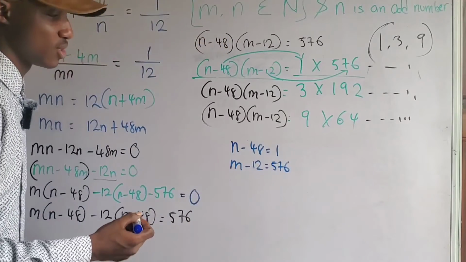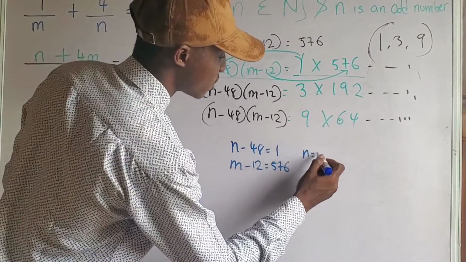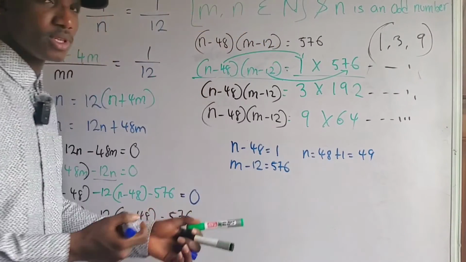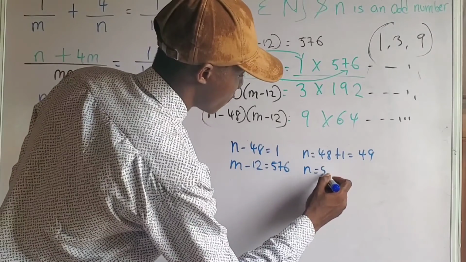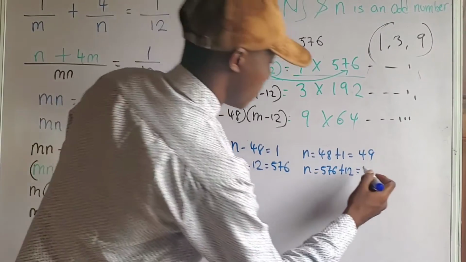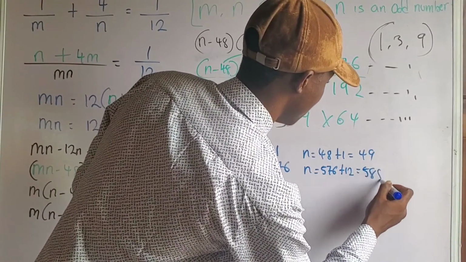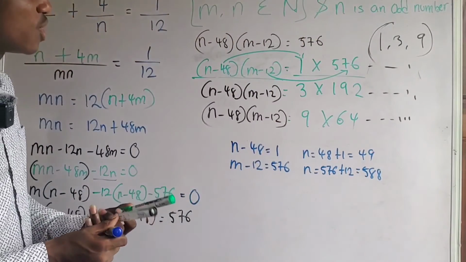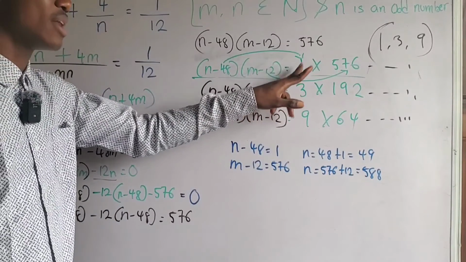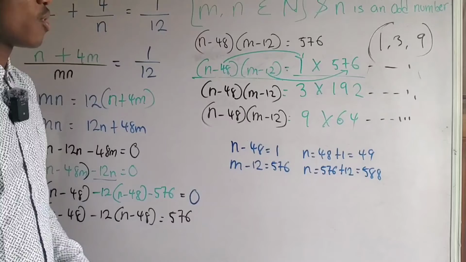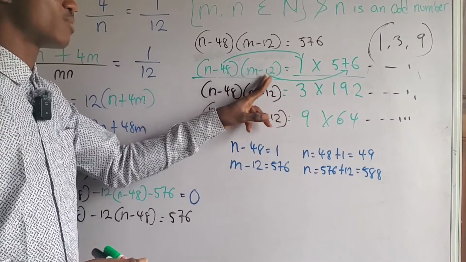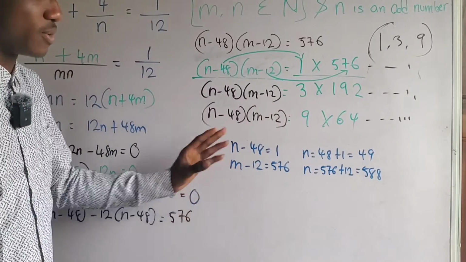So n will be equal to 48 plus 1, which is 49. And m is equal to 576 plus 12, which is 588. So for equation 1, because we've been told that n is an odd number, n minus 48 equals 1 and m minus 12 equals 576. That is for the first equation.